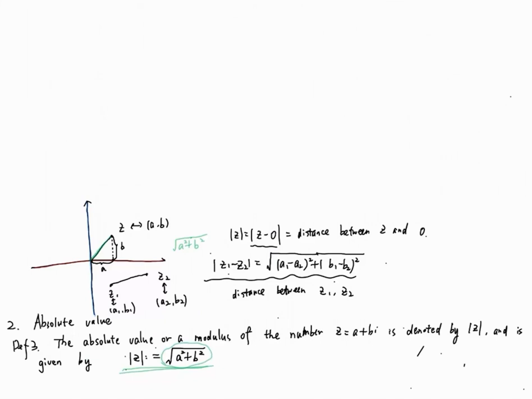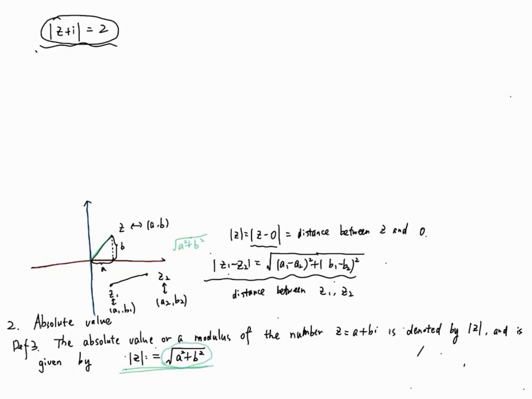this equation, we can see all the numbers satisfy this equation. It's a set. Actually, this is a circle. So what's the meaning of this one?